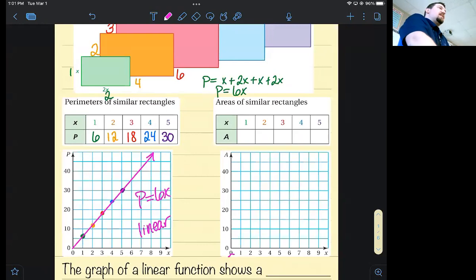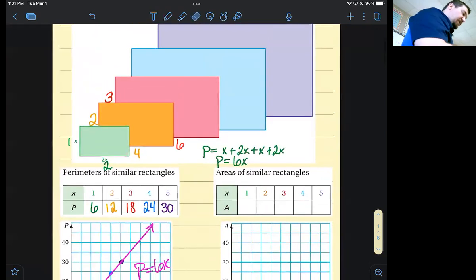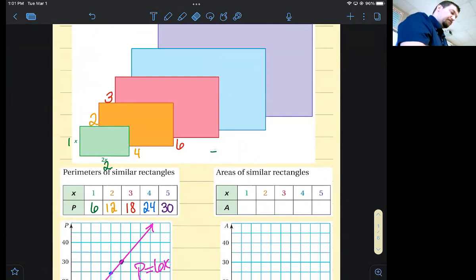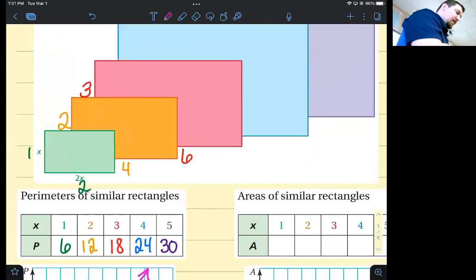Next, we're going to do the same thing, but we're going to calculate the area of these similar rectangles. I don't need to erase anything except for this equation. All right, back to the green rectangle. If I input 1 for X, that means the width is going to be 1 and the length is going to be 2. And what's the area? 2.